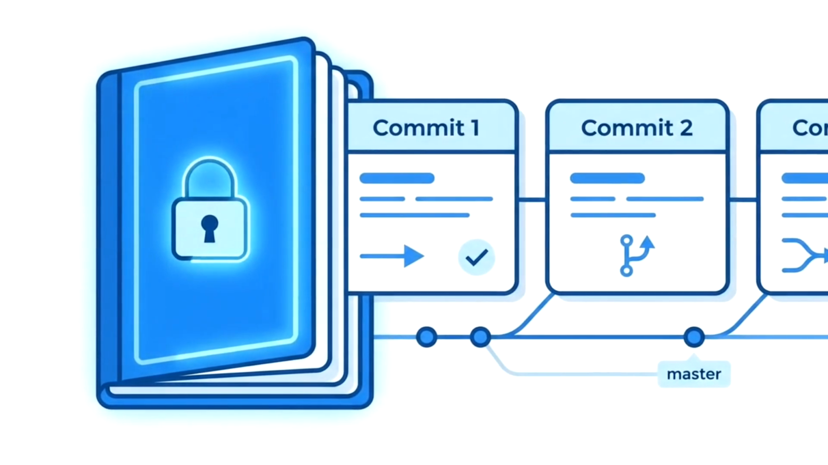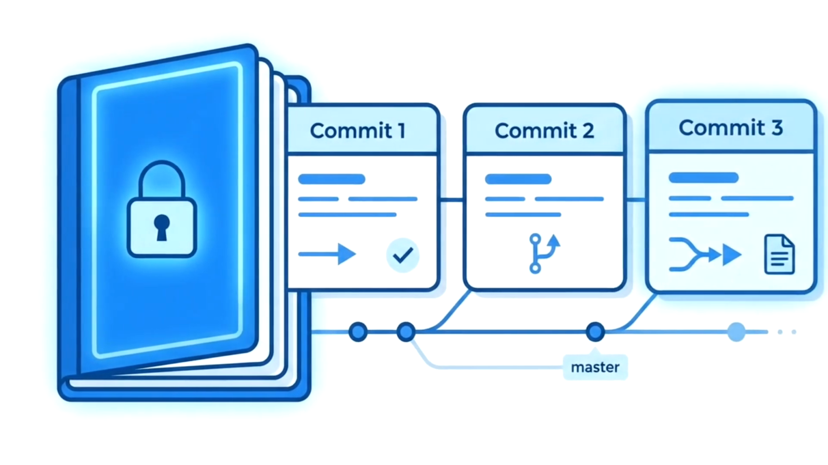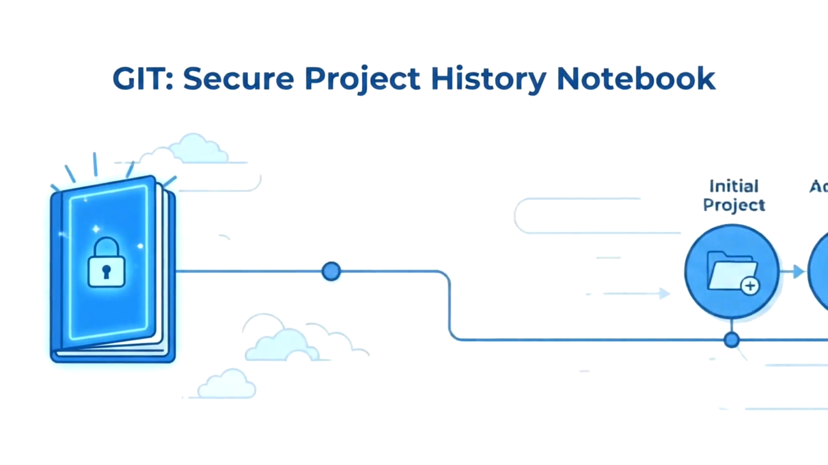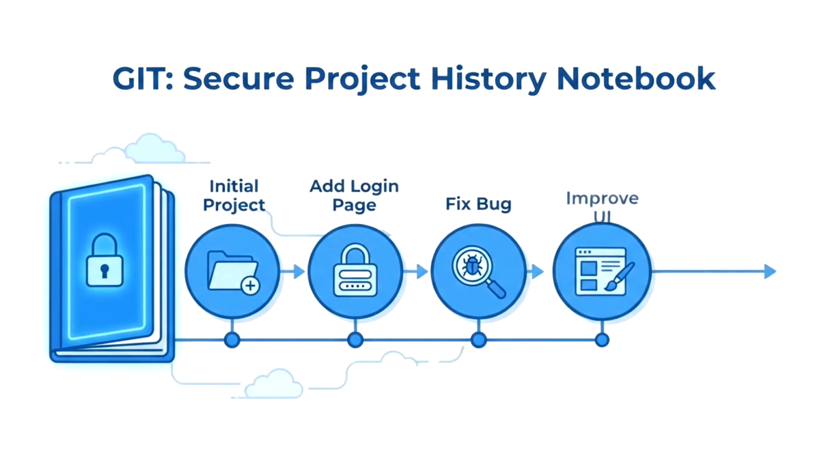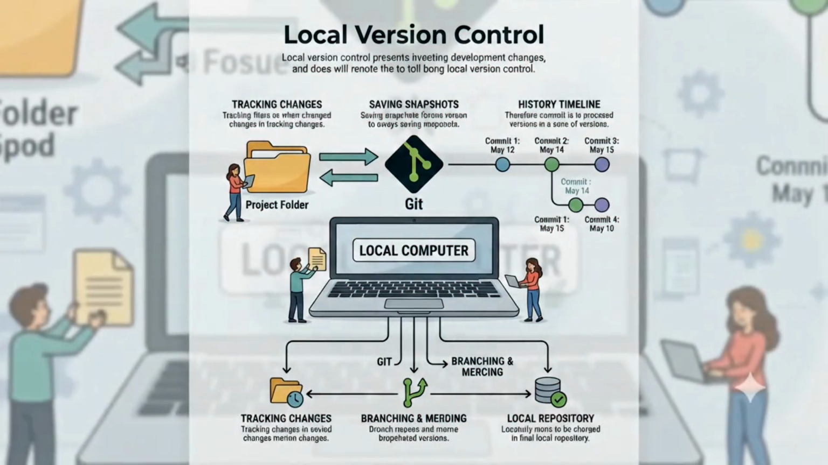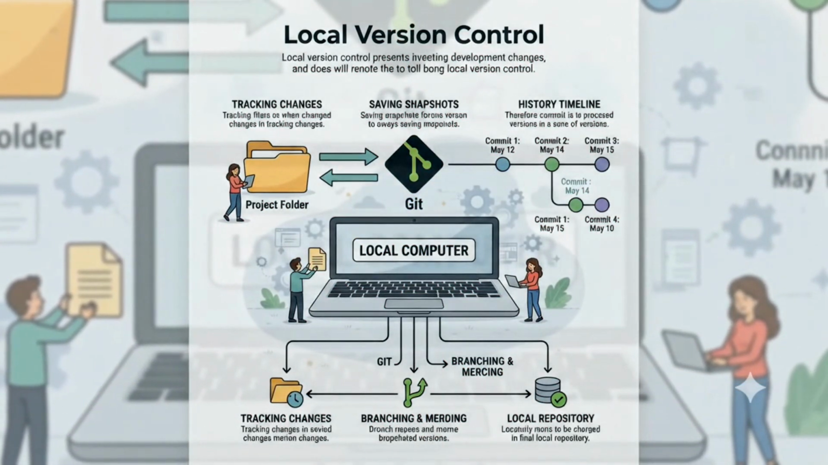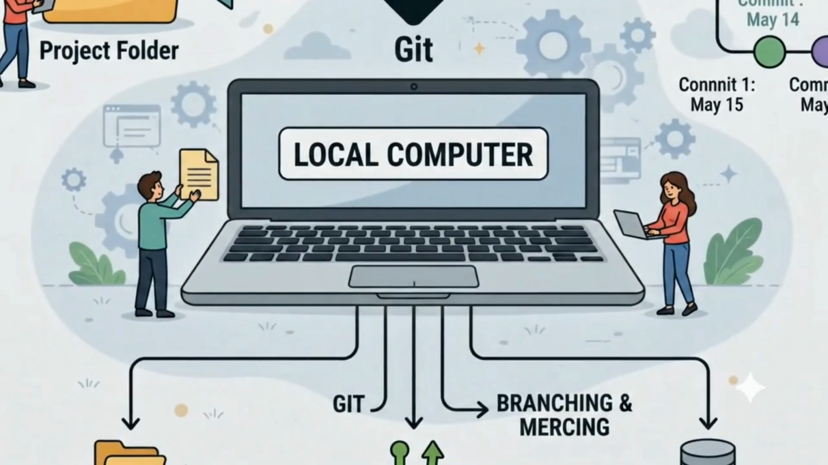Git is a version control system. Think of it as a notebook that remembers every important change made to your project. Each saved point in Git is called a commit. Every commit records exactly what changed, along with a short description. Everything Git records stays on your own computer. Until you decide to share it, nothing leaves your machine.